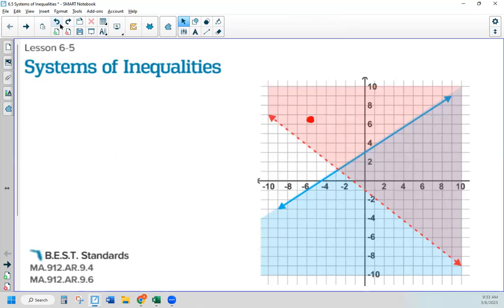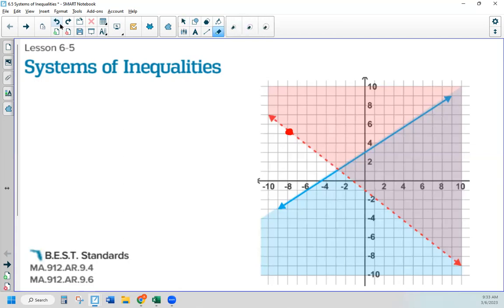Now, don't forget that a dotted or dashed line means that the solution is not part of that line, because this one would say something like, my answers are everything above this line. Well, this dot is not above that line. This dot is on that line, so it would be incorrect. If you were to plug the x comma y of this point into the red inequality, it will not give you a true statement. It'll say something like 7 is greater than 7, and that's not true. 7 is not greater than 7. 7 is equal to 7.